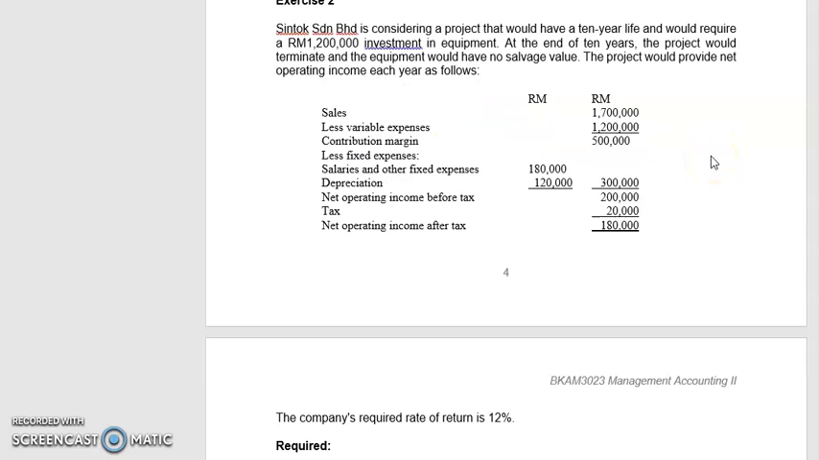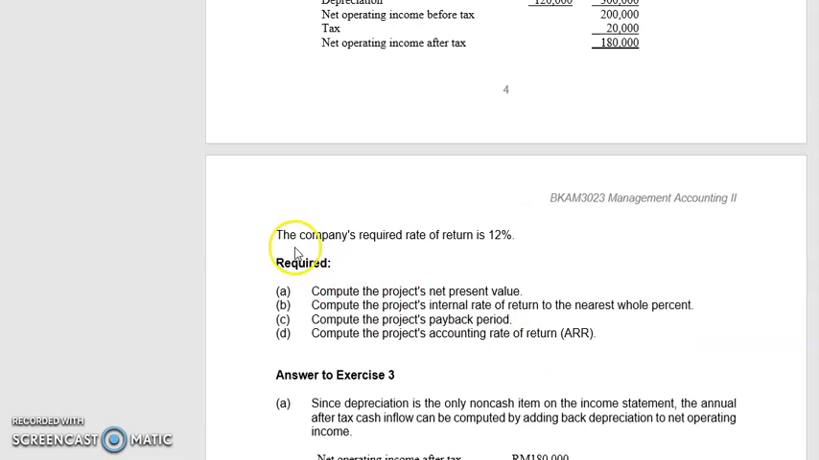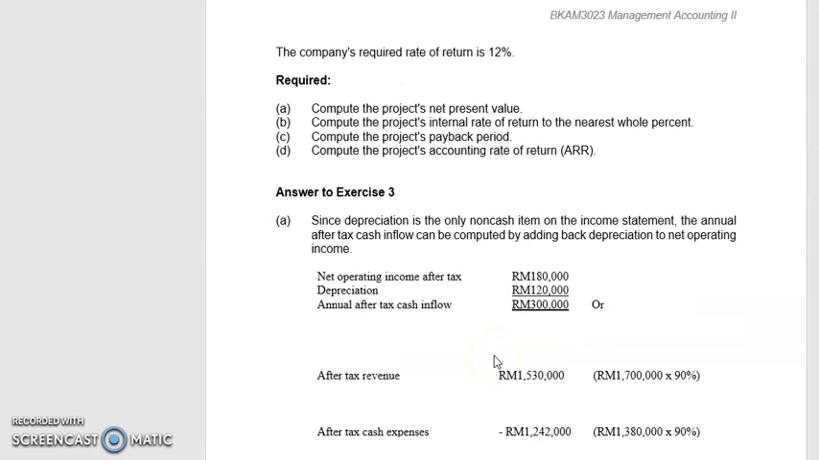So, giving you all the information: sales, variable expenses, contribution margin, and all the expenses here. And the net operating income after tax is 180k. The company's required rate of return is 12%. So you are required to compute the project net present value, project internal rate of return, project payback period, and project accounting rate of return.